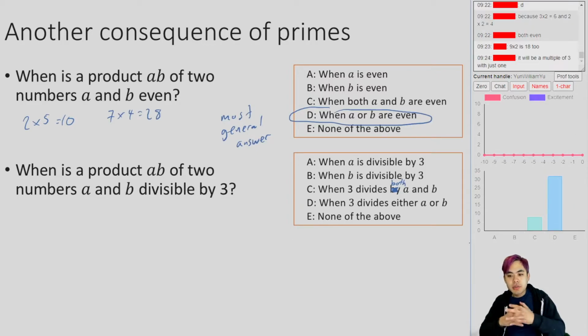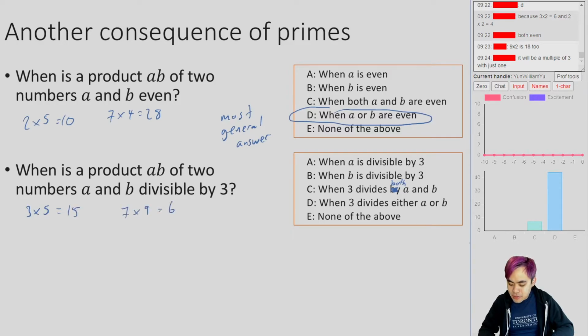Okay, yeah, so it'll be a multiple of 3 with just one of the two, when 3 divides either A or B. And so D is indeed the right answer here. And we can see this in a couple of examples. For example, 3 times 5, well 5 is clearly not divisible by 3, but 15 is. Or 7 times 9, well 63 is divisible, 9 is divisible, but 7 is not divisible.